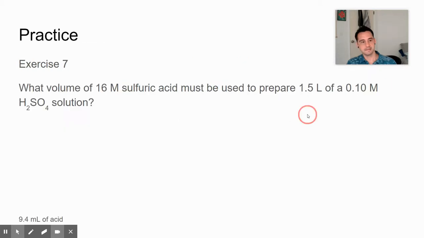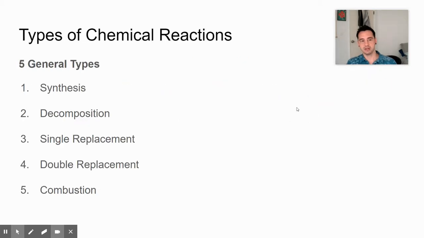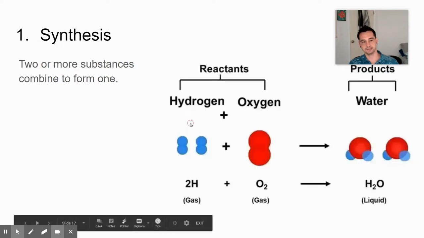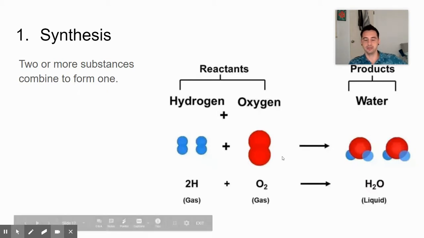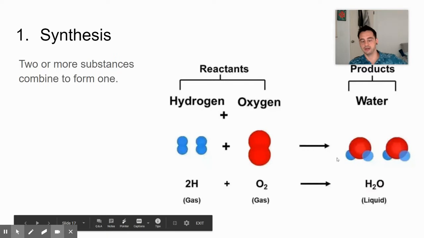Okay, let's talk about types of reactions. There's 5 types of reactions. You should have gone over this last year in chemistry. 5 general types: synthesis, decomposition, single replacement, double replacement, and combustion. So in synthesis, 2 or more substances combine to form one. Really simple. 2 things come together to form one.